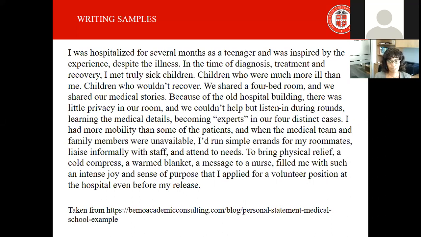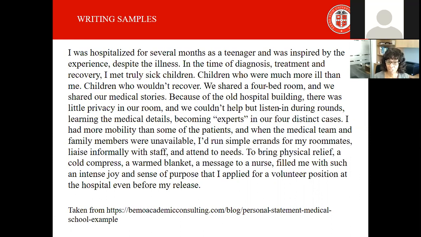Rather than saying something like, I became motivated to be a physician when I was sick as a child, that's telling, right? And it's not like there's anything terribly wrong with that. It's just that the showing will get the attention of your committee more, right? It will draw them into what you're talking about.